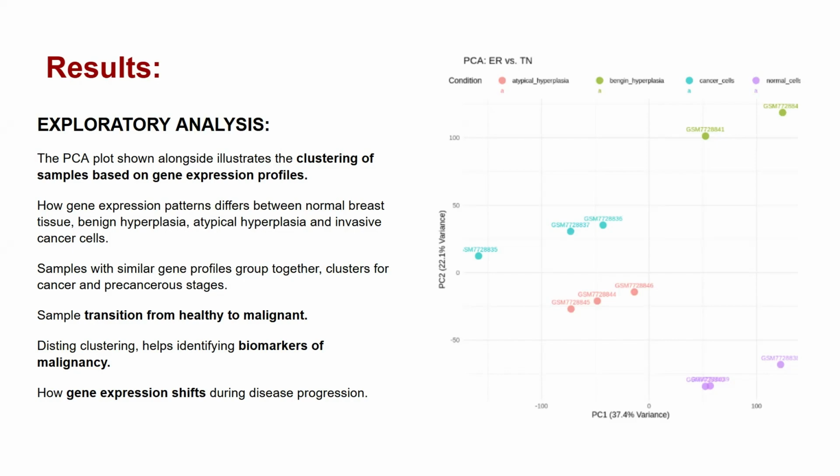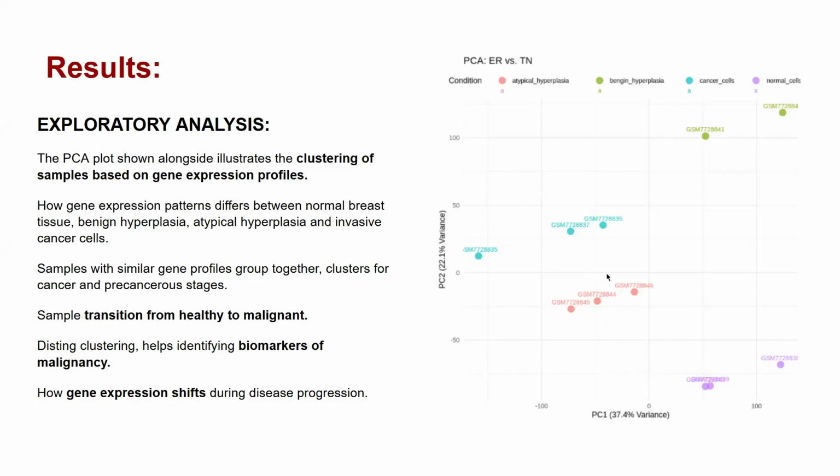So there are samples for normal cells, cancer cells, benign hyperplasia, and atypical hyperplasia shown in different colors. We can see that normal and benign hyperplasia cells are clustered closely, and the same goes for atypical hyperplasia and invasive cancer cells, which are grouped closely.